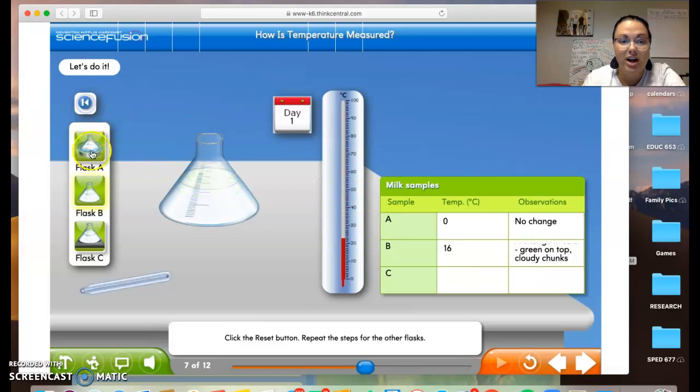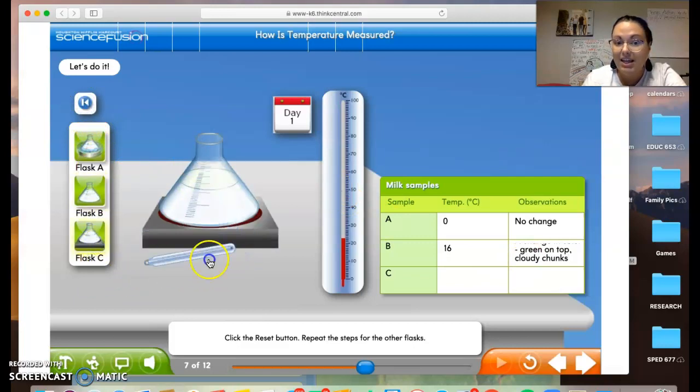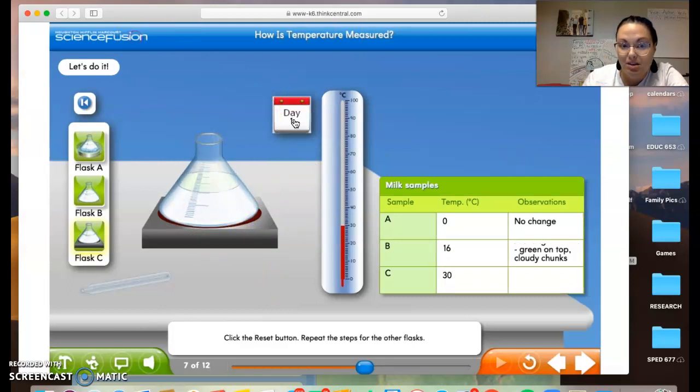All right, let's try flask C. This guy is getting heated. It looks like he's sitting on a hot plate. It's kind of like a little miniature stove. And yep, we have this up at 30 degrees Celsius. So let's see what happens if we keep it warmed up for 3 whole days. Watch what happens.